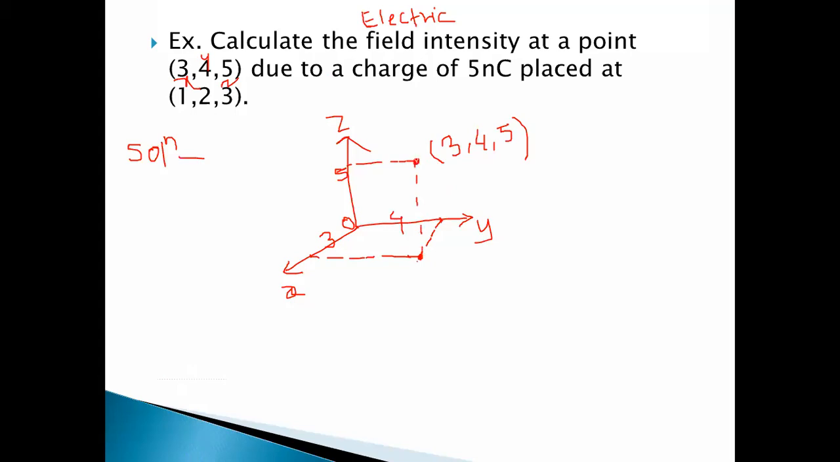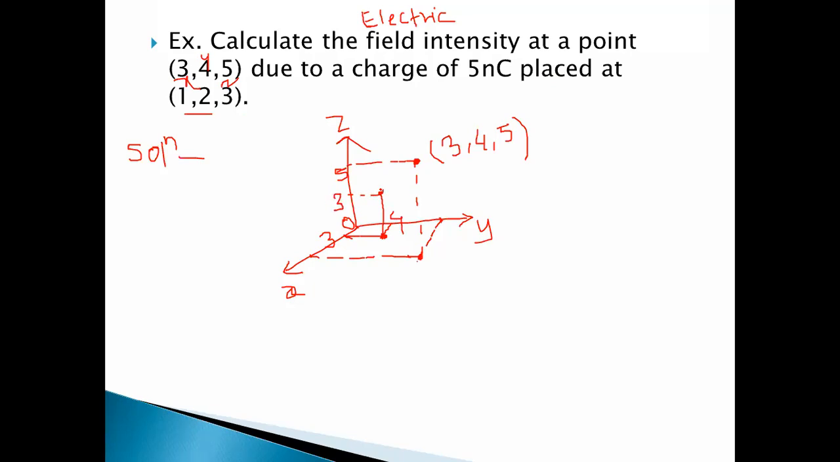We have to find the electric field intensity at a point due to a charge of 5 nanocoulomb. One charge of 5 nanocoulomb is placed at (1, 2, 3). Again, we have to locate this point 1, 2, 3. Suppose here x is equal to 1, y is equal to 2, and z is equal to 3.